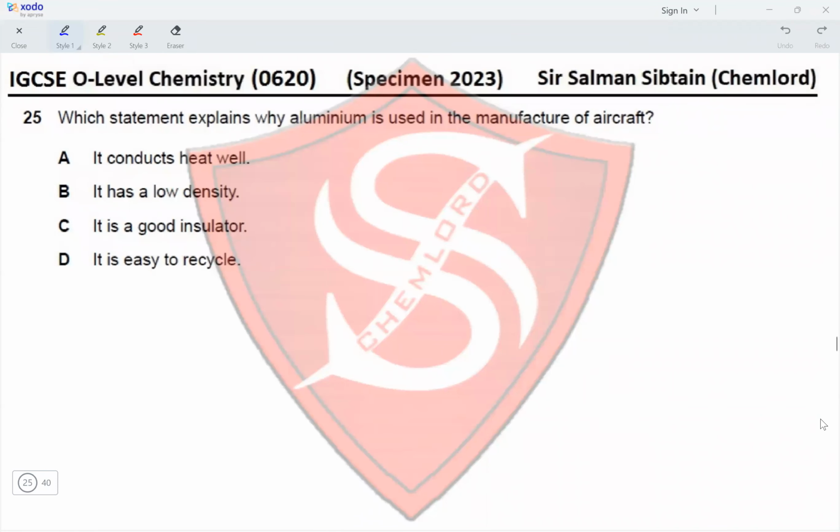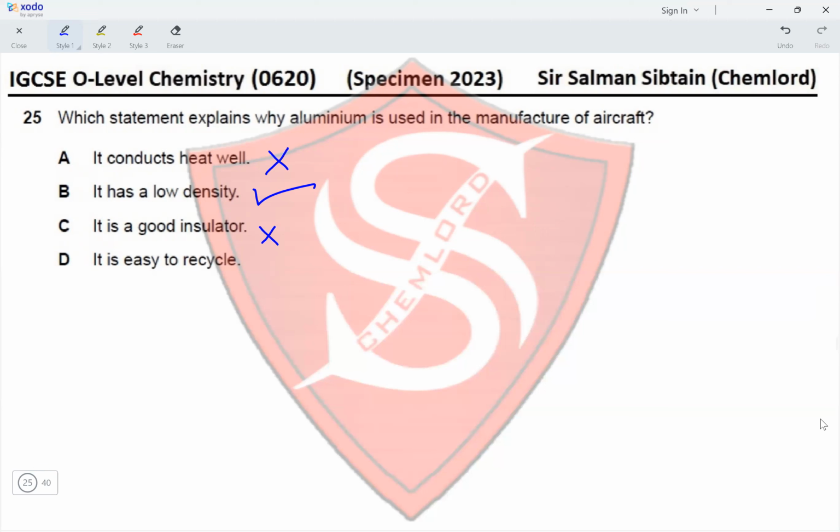Question 25. Which statement explains why aluminium is used in the manufacture of aircraft? It conducts heat well. Well, if it conducts heat, that is not why it is used to make aircraft. That is why it is used to make saucepans or cooking utensils. It has low density, yes. Because it has a low density, it can be used to make aircraft, which require a lot of aluminium to make the body. It is a good insulator, but this is nothing to do with manufacturing aircraft.